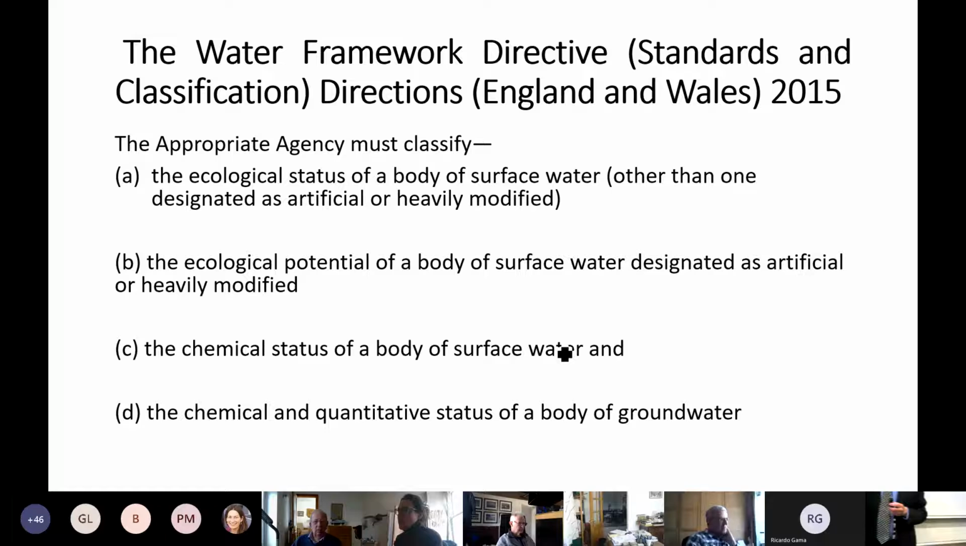The appropriate agency, in other words, the Environment Agency or NRW, must classify the ecological status of a body of surface water, its ecological potential if it's designated as an artificial body, like a canal, or a heavily modified body, the chemical status of a body of surface water, and the chemical and quantitative status of the body of groundwater. So in other words, if you look back to the earlier things I did and the classifications there, they've got to classify all these bodies.